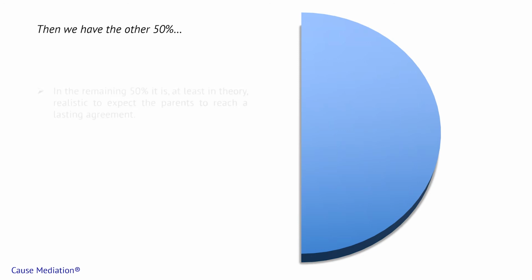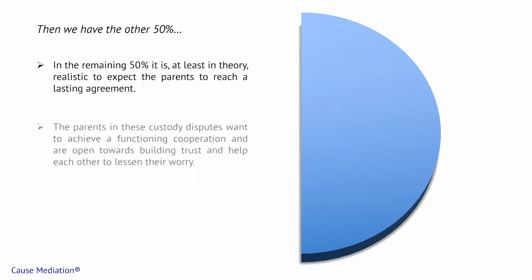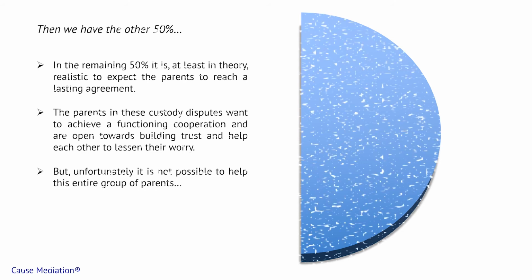Then we have the other 50%. In the remaining 50%, it is, at least in theory, realistic to expect the parents to reach a lasting agreement. The parents in these custody disputes want to achieve a functioning cooperation and are open towards building trust and help each other to lessen their worry. But, unfortunately, it is not possible to help this entire group of parents.